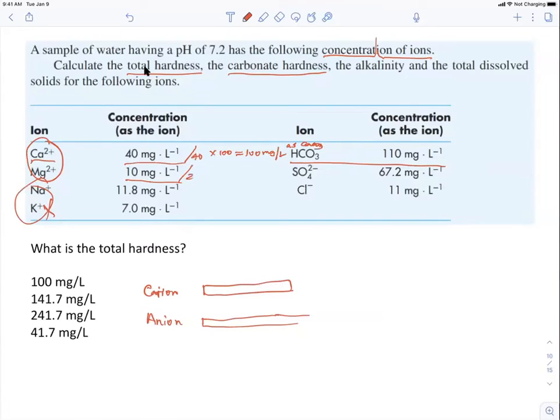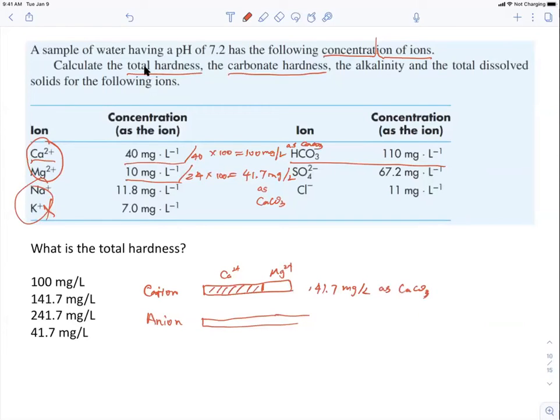And then we can do the same for the magnesium. So divide that by 24 and then multiply by 100, right? So you can see that this one is going to be 41.7 milligram per liter as calcium carbonate. Okay, so if we have these two concentrations, we can draw them on this bar plot. Okay, so basically this is going to be our calcium, and this is going to be our magnesium. Okay, so the total is 141.7 milligram per liter as calcium carbonate.